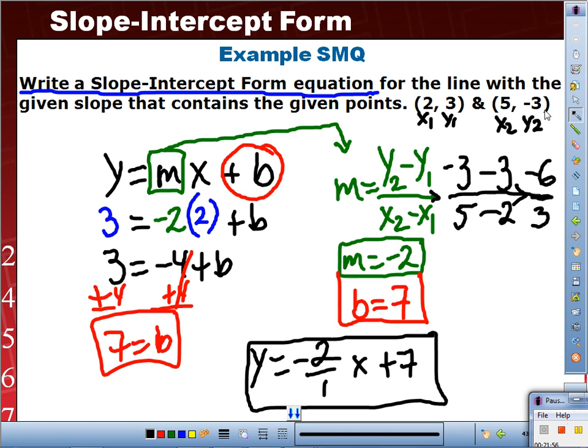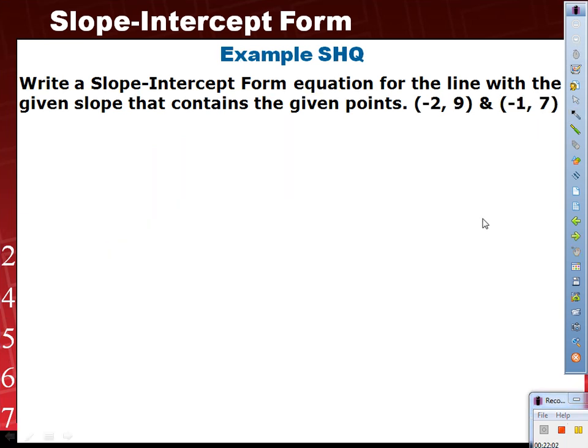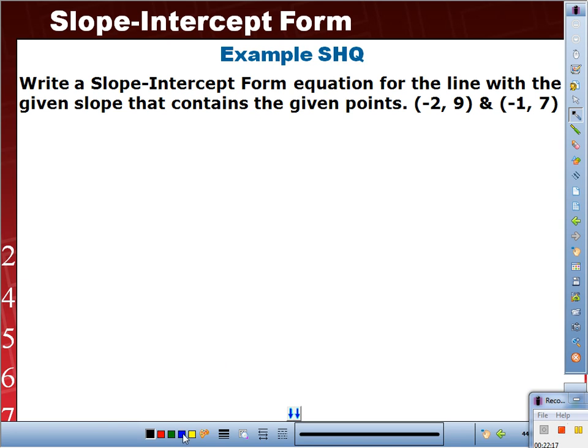All right. Copy this one. See if you can do this one by yourself. Example Shazam Q. On the Cornell, no. You don't have to copy all the information. Just write the 2 points, negative 2, 9, and negative 1, 7. Because the information is still the same. We're wanting to do what? Write a slope-intercept form equation.